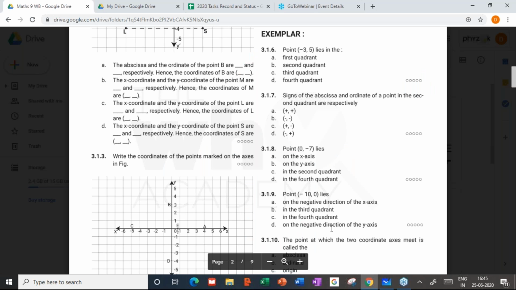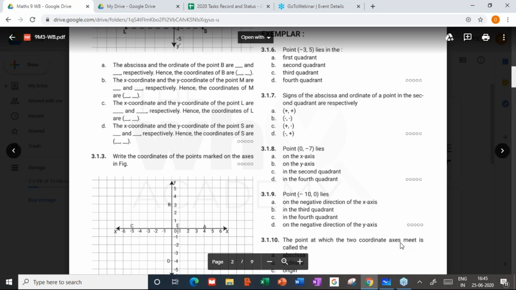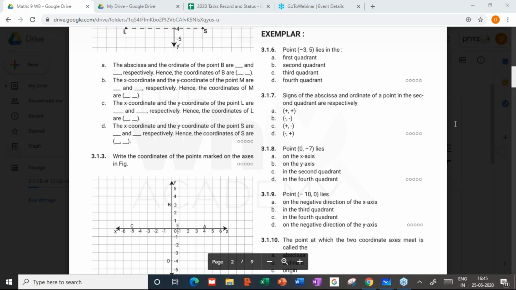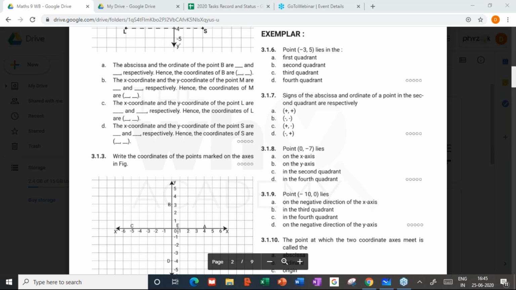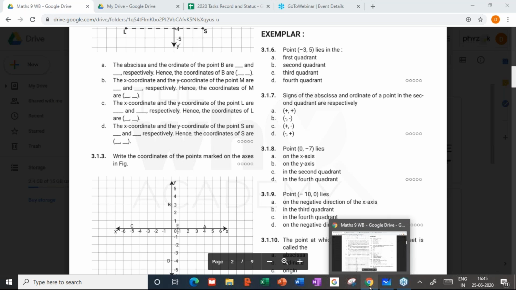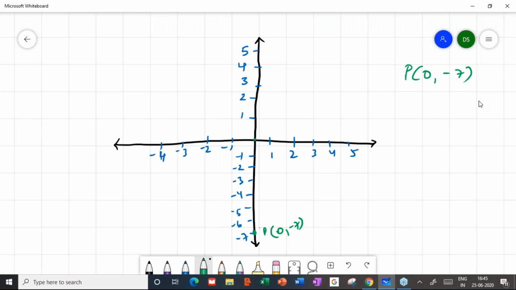Point minus 10 comma 0 lies where? Now they have become a little bit specific. Which side does it lie? Yes, Puneet, you're right. Arav, are you giving me the answer for minus 10 comma 0? Elena, yes. Aditya, yes. Mansi, yes. Okay, Arav. So in this case, the y coordinate is 0, right? So where is it going to be?